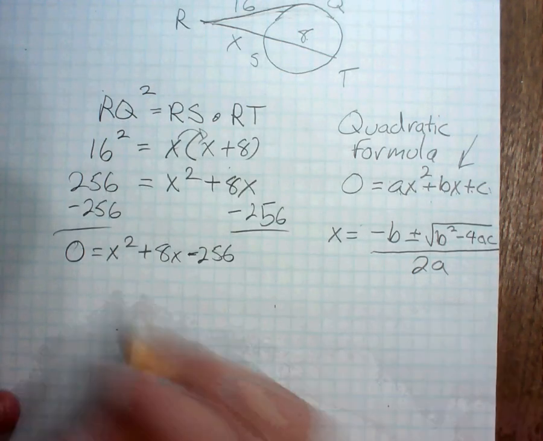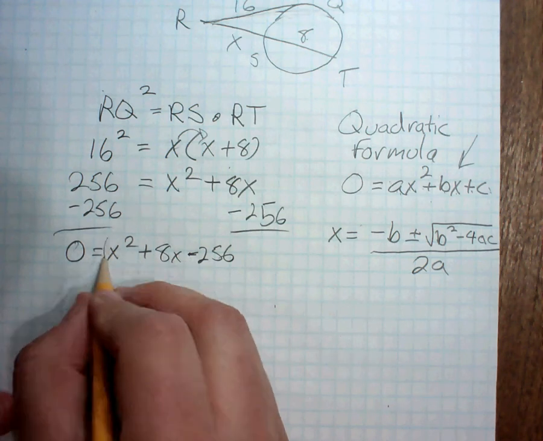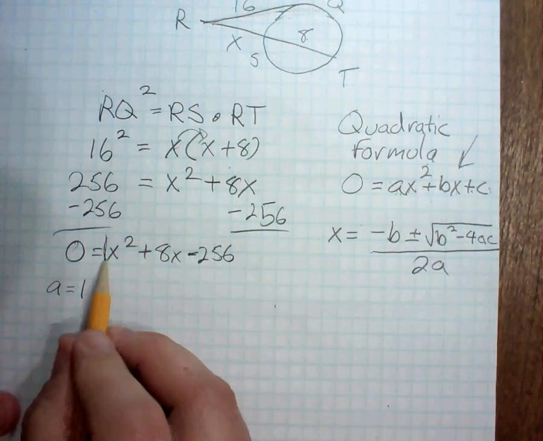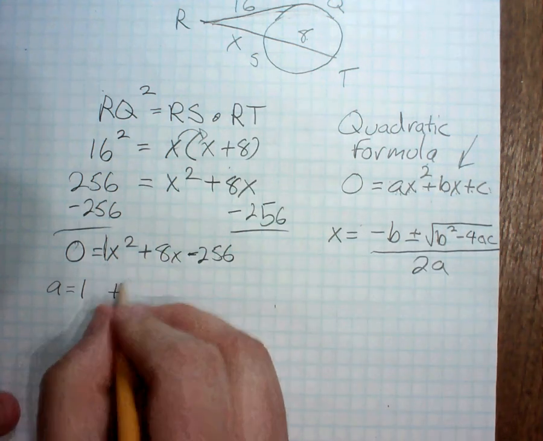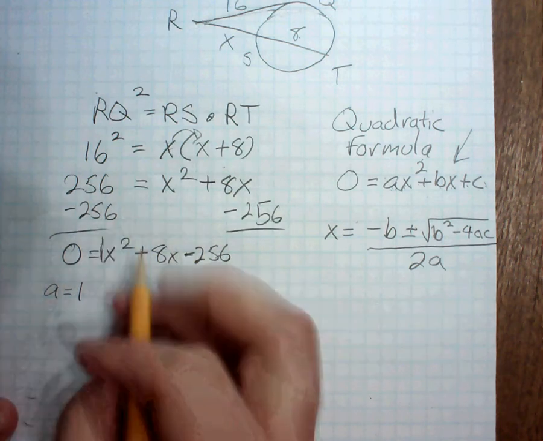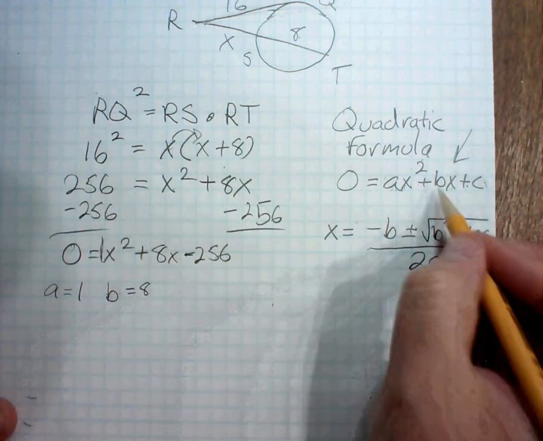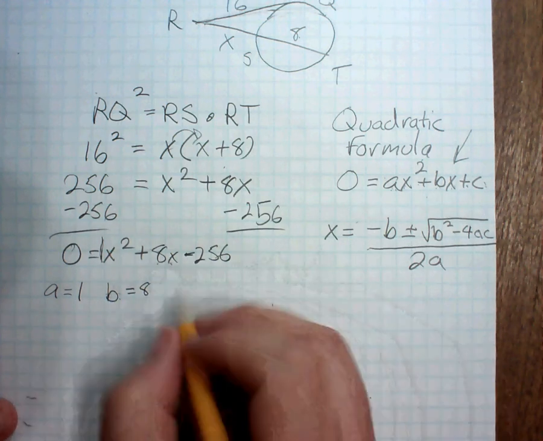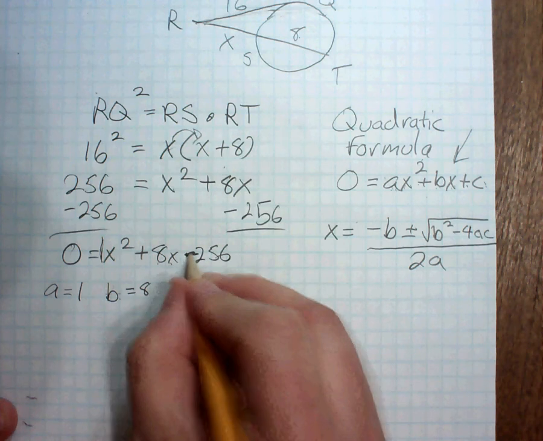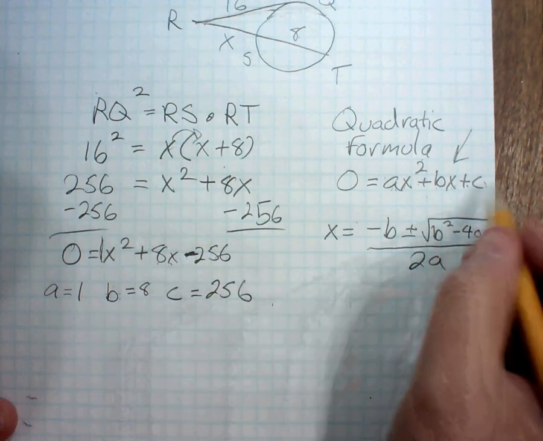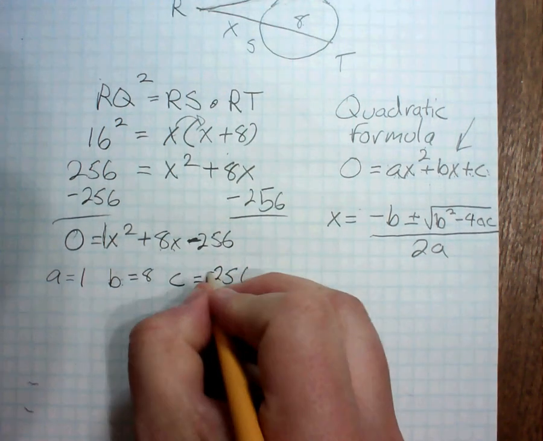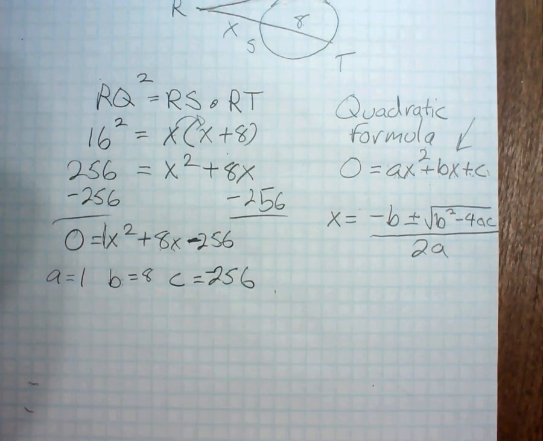So the first thing I need to do is establish what a, b, and c are. So this is 1x squared. So a equals 1, right? Like ax squared, 1x squared. B equals 8, right? So it's like bx, 8x. So b is 8. And then c is equal to negative 256. So plus c, negative 256. Okay. So now I plug this into the formula.